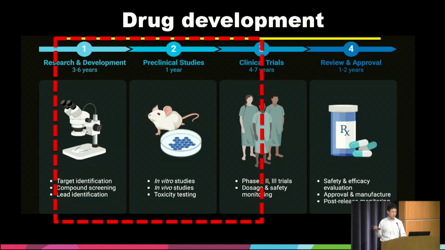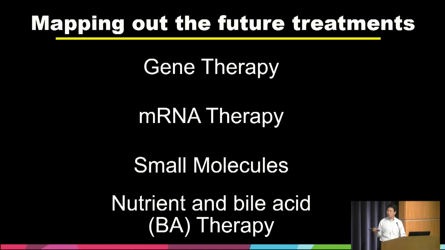In my talk, I'm focusing on this space. I picked these four different emerging therapies: gene therapy, messenger RNA therapy, small molecules, and nutrient and bile acid therapy. I'm omitting a lot of other possible therapies for the sake of time, especially siRNA, which Stacy talked about in the morning.